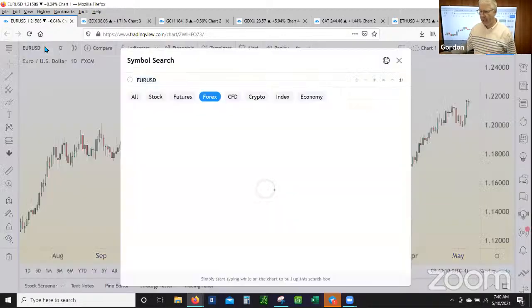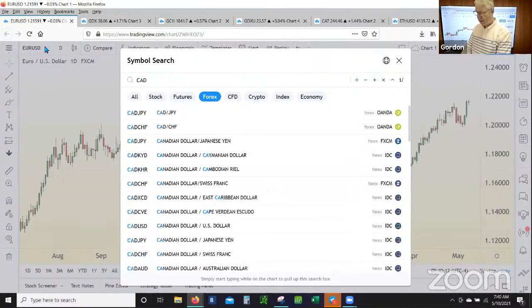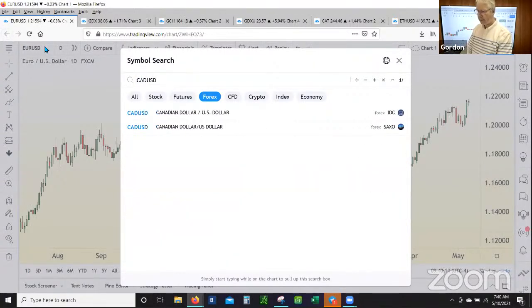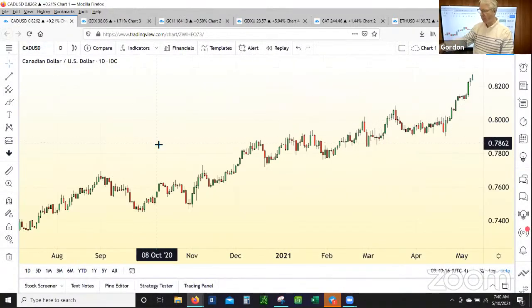CAD, the Canadian dollar, has taken off, right? That's an inflation trade as well. I think it's got more and more room to run. To the extent that gold keeps going stronger, or oil, or both, CAD is going to do the same.